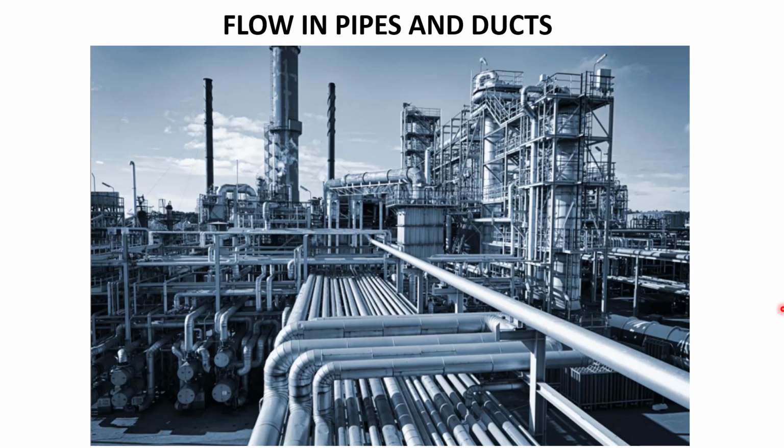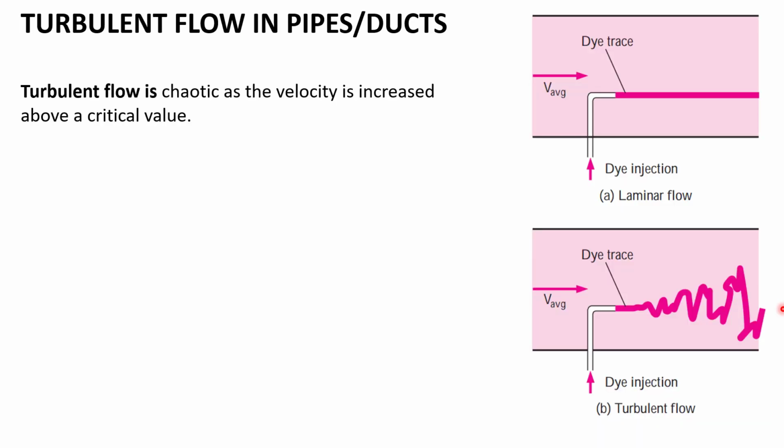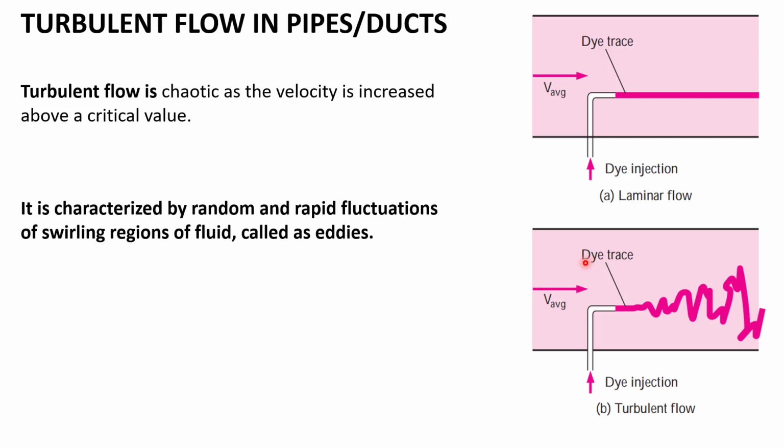In most of the cases, the flow inside pipes and ducts is turbulent. As the velocity inside a pipe is increased, the flow becomes chaotic. The turbulent flow is characterized by random and rapid fluctuations of swirling regions of fluid called eddies.